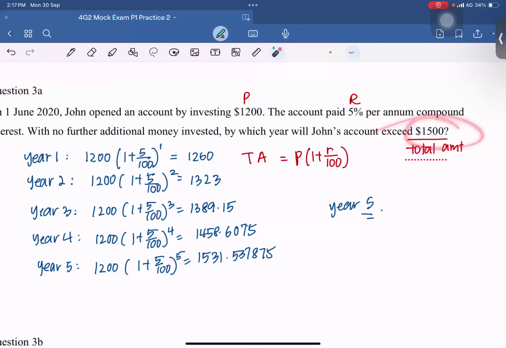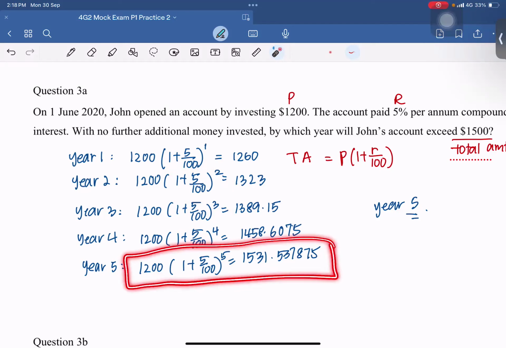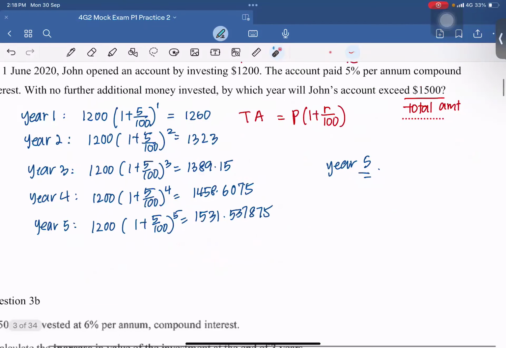So I want my total amount to be 1,500, but since they never give me the year, I have to try out one by one. I test it out one by one. Some of you may not like to write such a long working. No problem. You key into your calculator and you change the year and test the number of years until you get the final one. You show this working. Then you write the year number 5. Also can, no problem.